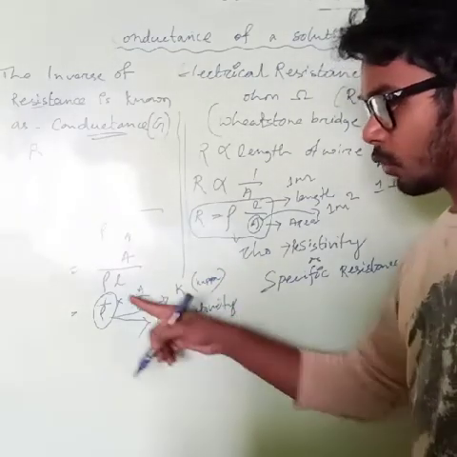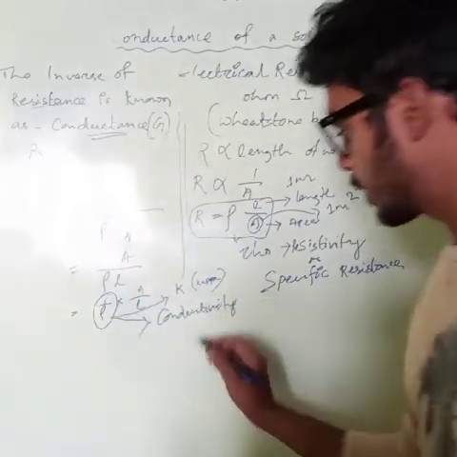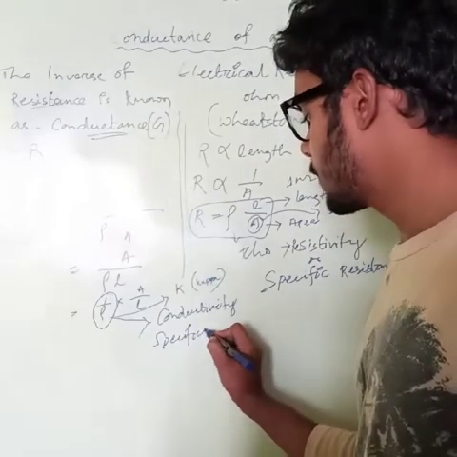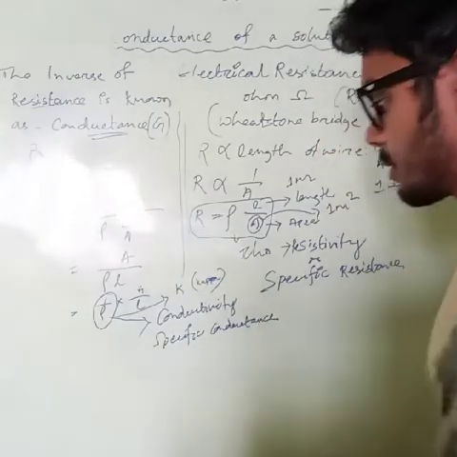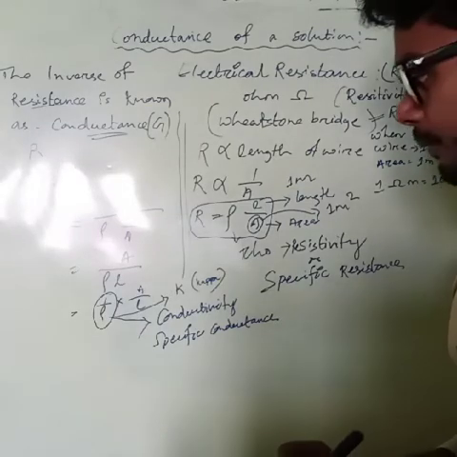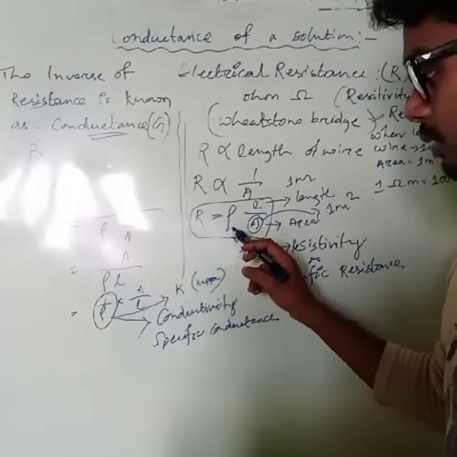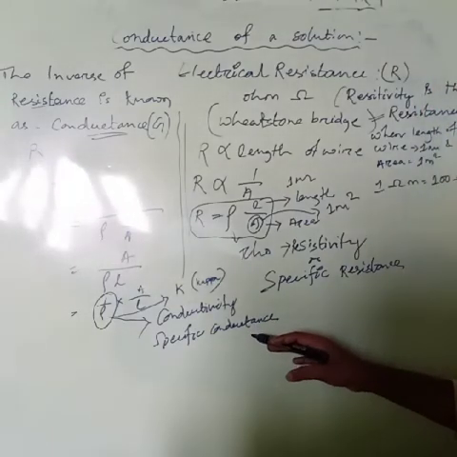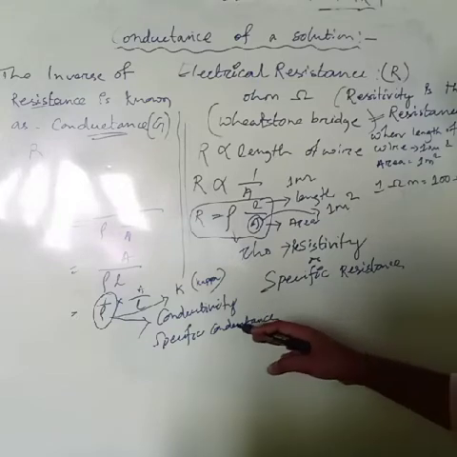Is it clear? 1 by rho is nothing but your conductivity, which is denoted as kappa, and this conductivity is also known as specific conductance. Kappa is conductivity, rho is resistivity. Kappa is again known as specific conductance. Is it clear?